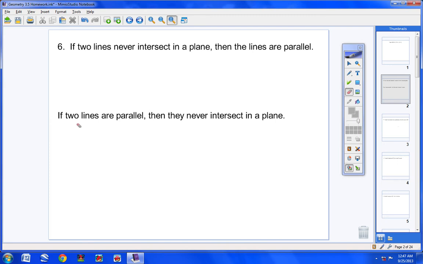Let's see if that's true. I wrote the converse. I wrote my then part first with an if, and I wrote my if part second with a then. So I've done that. Now let's decide whether or not this is true. If two lines are parallel, then they never intersect in a plane. Guys, that's true. That's totally true, definitely.